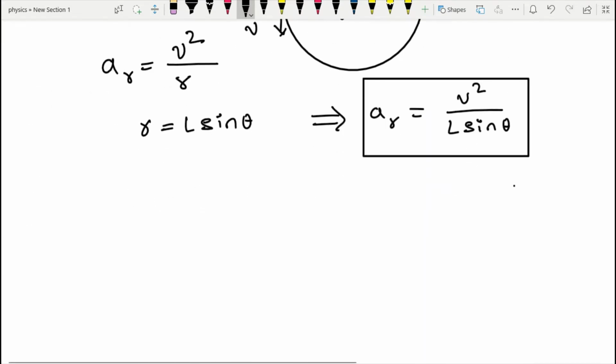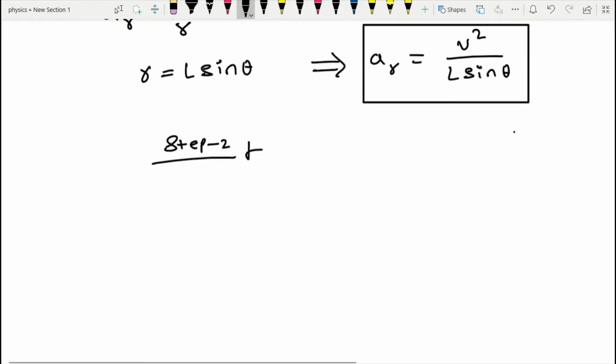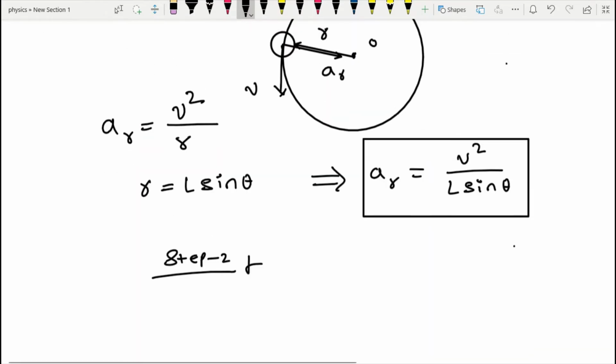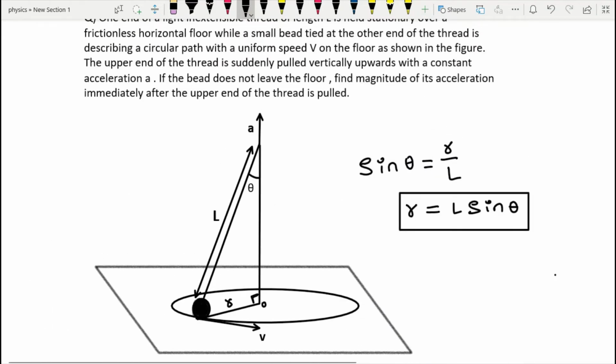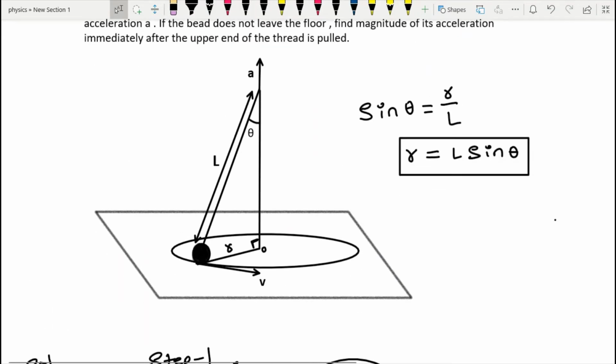And I am going to take step 2 now. Step 2, we can get one clarity here. The situation is different now. Let us see the situation. I will show you once again here with a diagram.